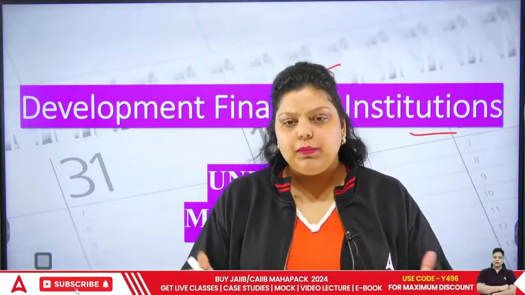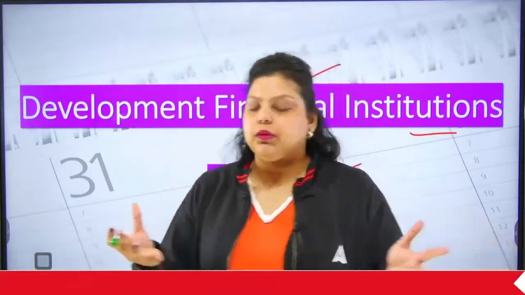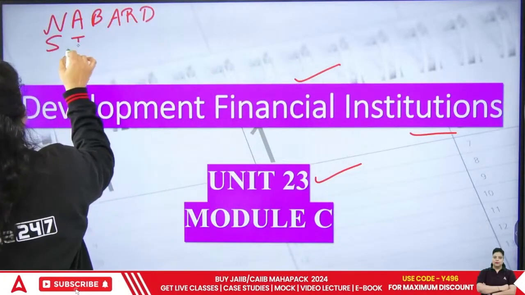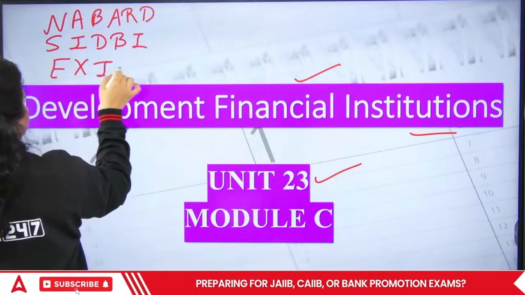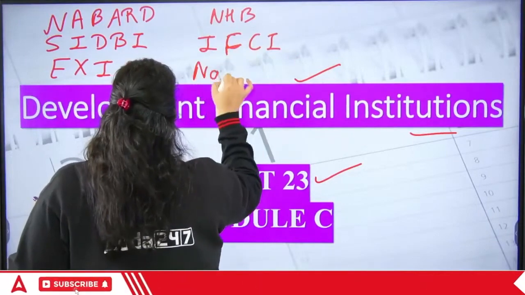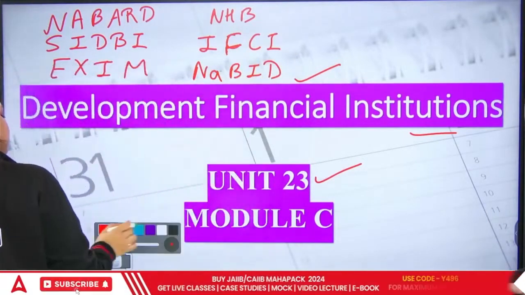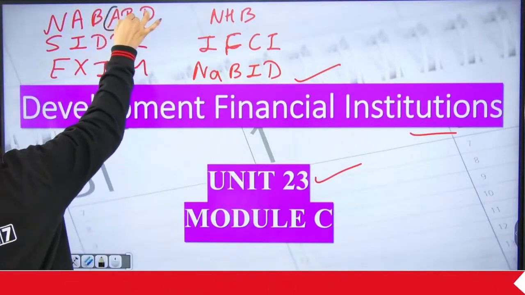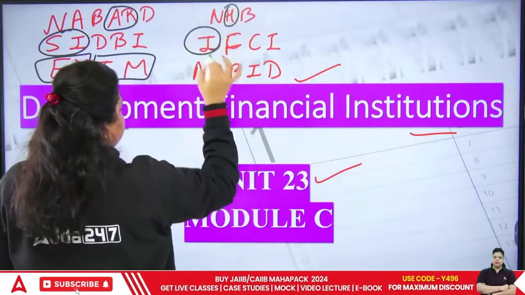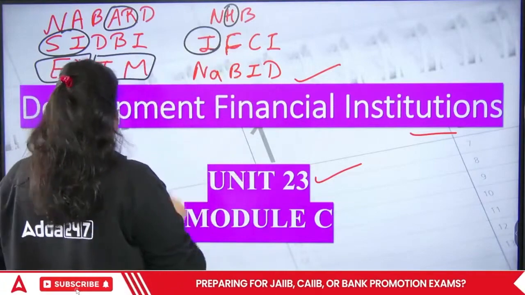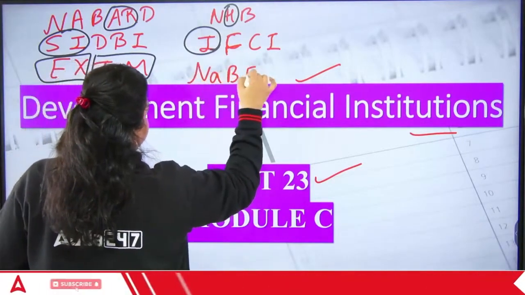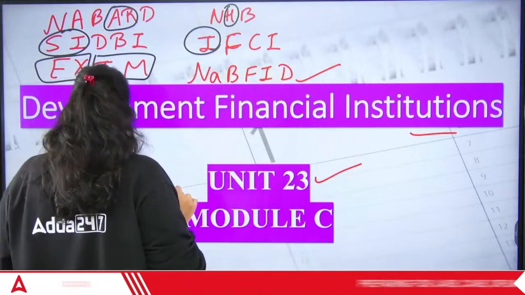Apart from that, all the development financial institutions are working for a specific purpose. We have NABARD, SIDBI, Exim Bank, NHB, IFCI, NaBFID, and they all work for a particular sector's development. NABARD works for agriculture and rural development, SIDBI works for small industries, Exim Bank works for export-import, NHB works for housing, IFCI works for industries, and NaBFID, one second, I forgot to add the F, it is NaBFID, works for infrastructure development.